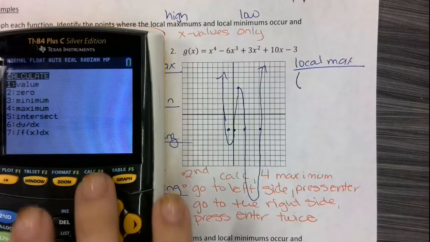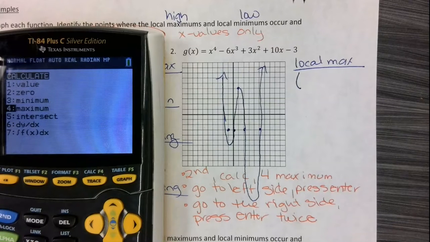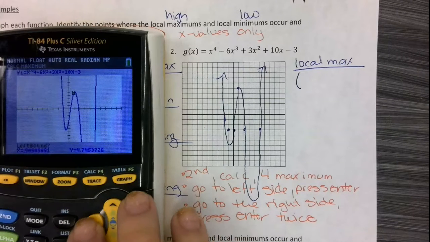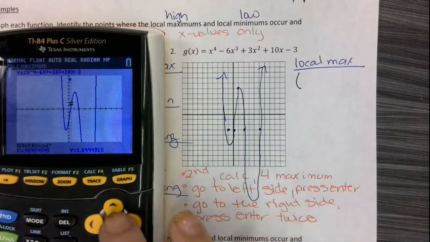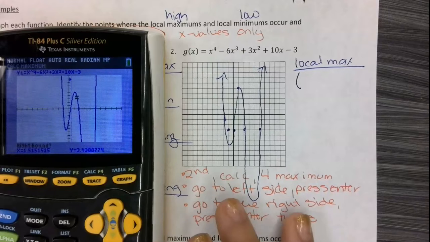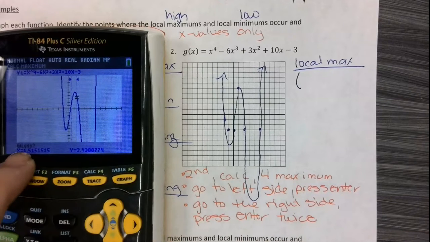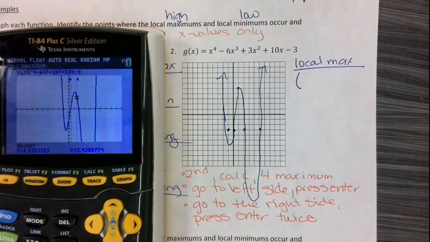So you go second calc, and then you go choice 4, maximum. I want to be on the left side of the mountain. I press enter once, and then the reason I press enter twice on the right side is because if I only press it once, it wants me to guess, and we don't care about guessing. Okay, you can guess and press enter then. But it doesn't affect the answer. It doesn't change your answer if you guess or not.